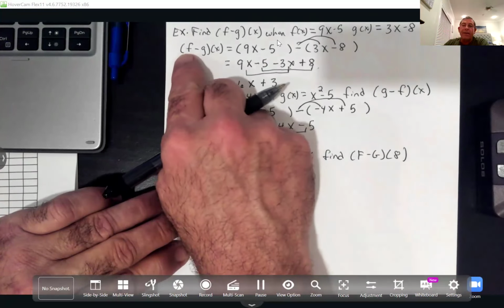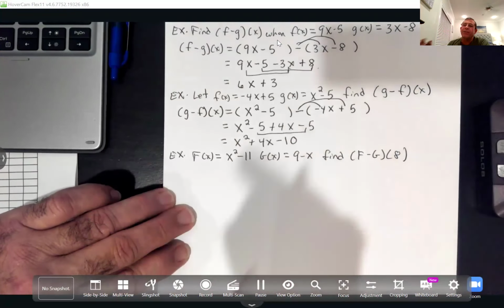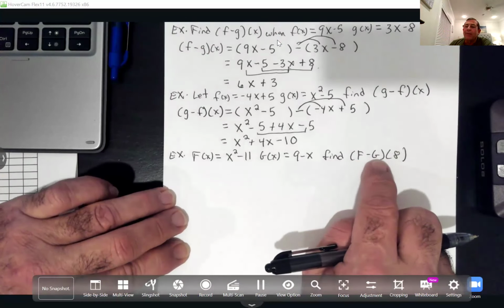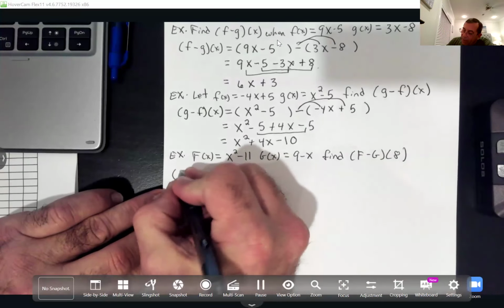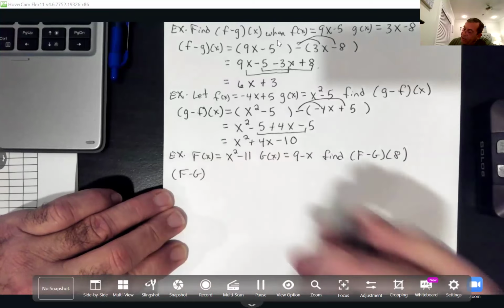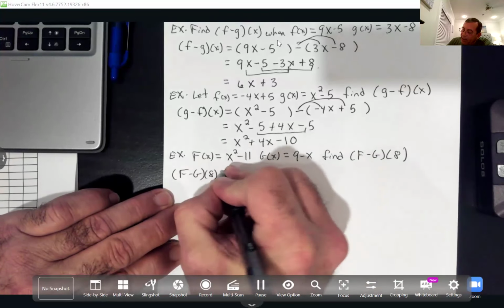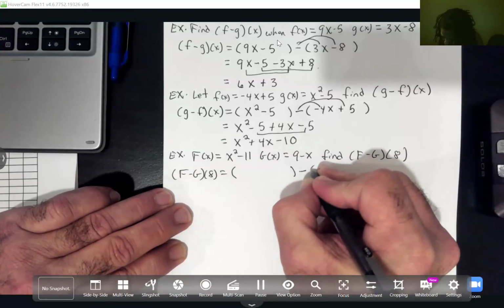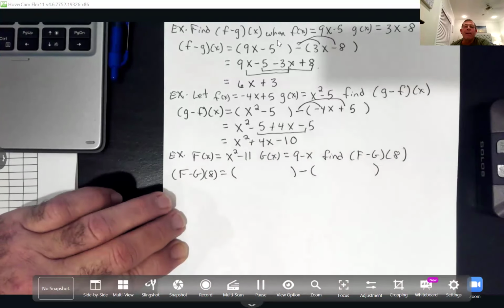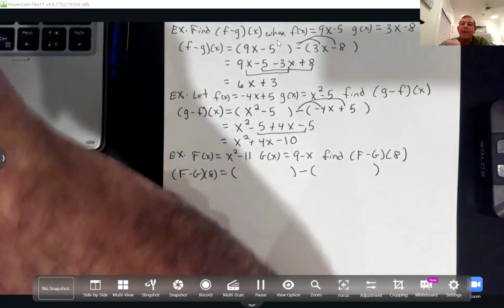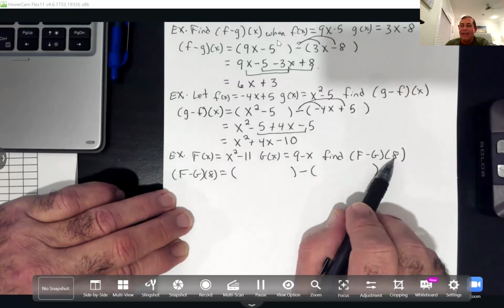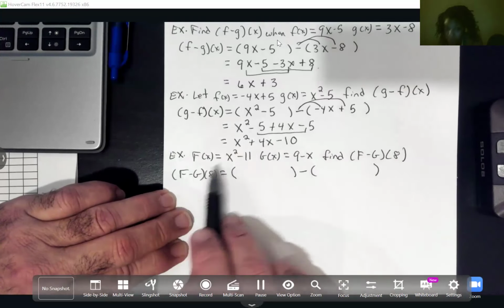Earlier we had f of something plus g of something. So they're just showing you different ways to see this. But we're going to find f minus g of 8. That's going to equal our f minus our g, and in place of every x, you're putting an 8.